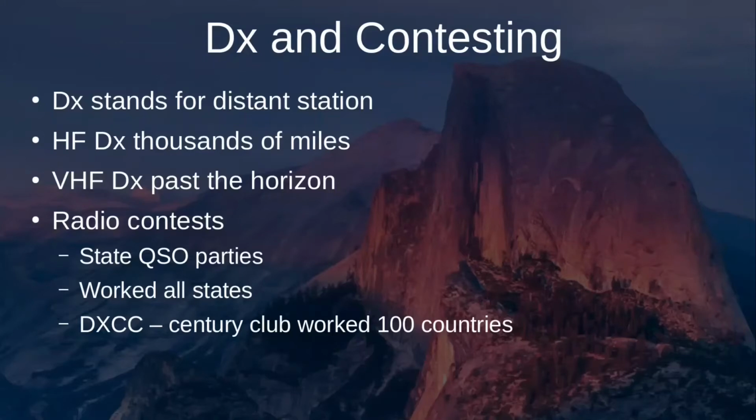There are also other ways to get involved by trying to work all states on HF radio. So if you've made a contact in every single state, you can get a certificate that states you've worked all states. And with HF, there's also something called DXCC, or DX Century Club, meaning that you have confirmed that you've worked 100 countries. So that's another certificate you can get for your ham radio efforts.